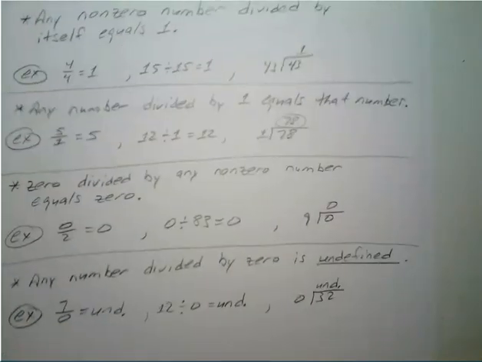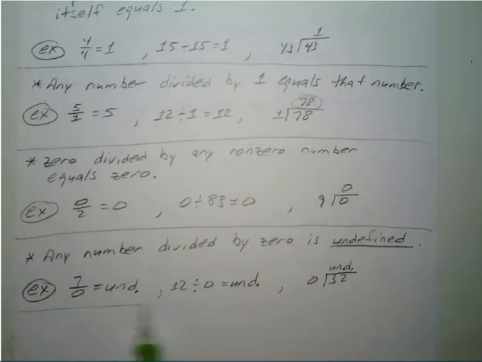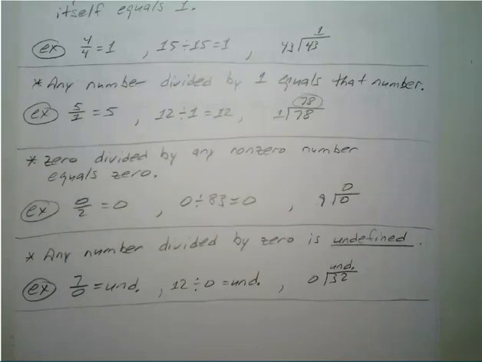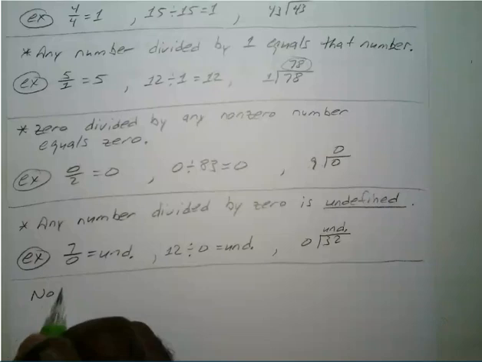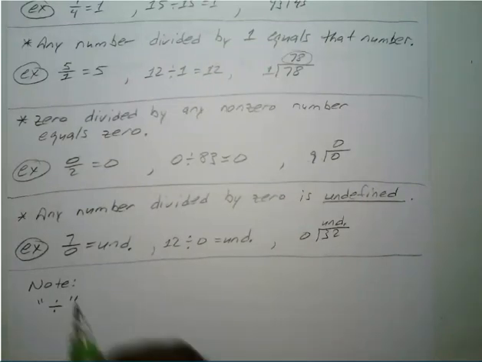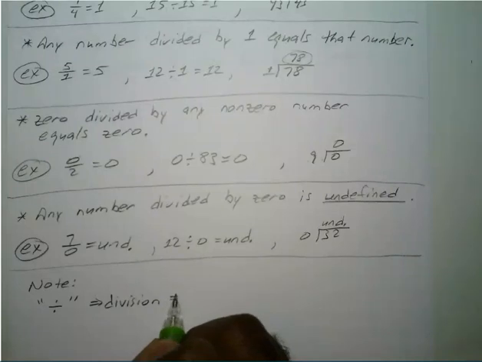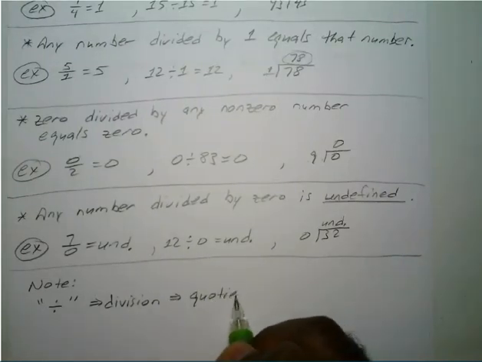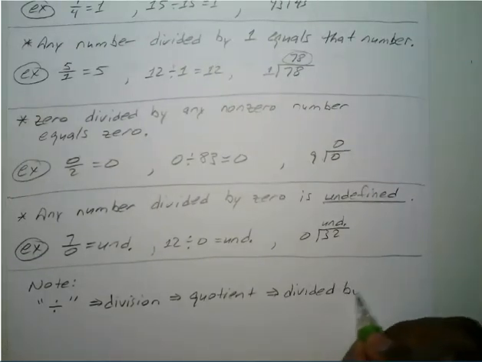All right. Now, we're looking for division when we're going to translate. There are a few words and phrases that you want to look out for. Okay, so for division, and I'll use a little division symbol, you're going to see the words, of course, division. You're going to see the word quotient. You're going to see divided or divided by.